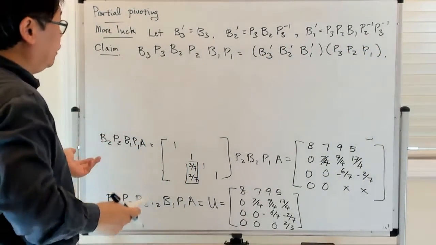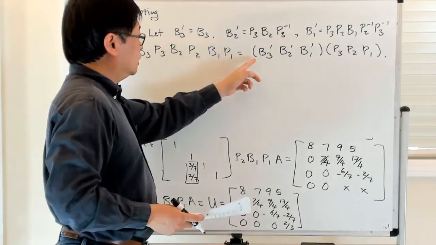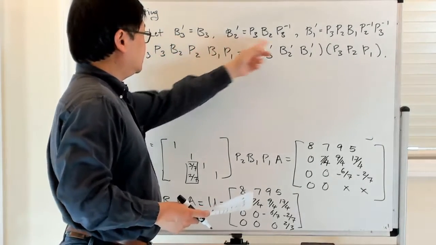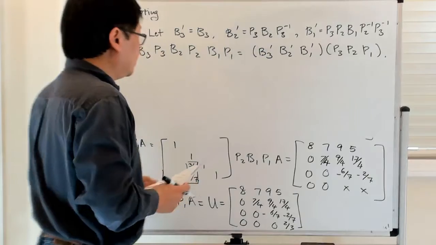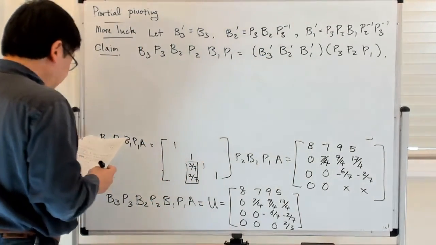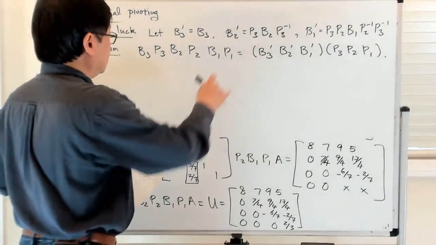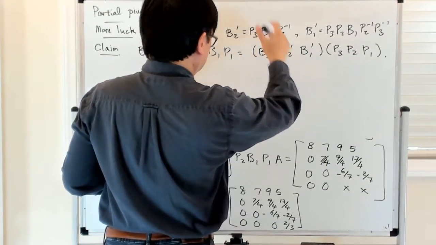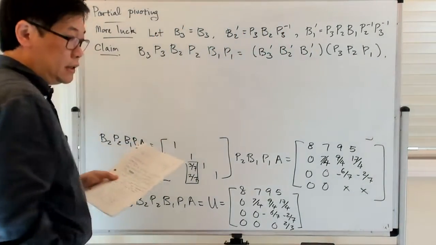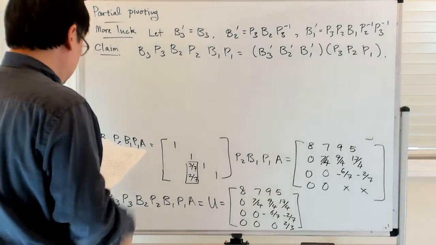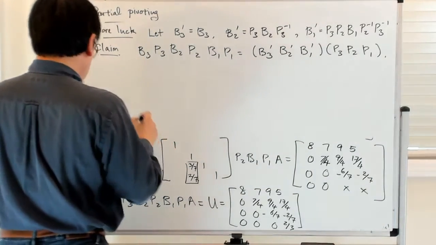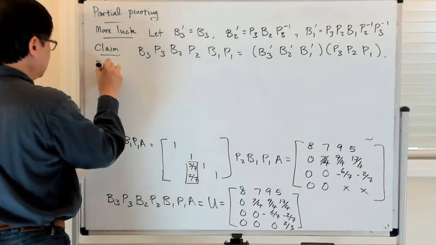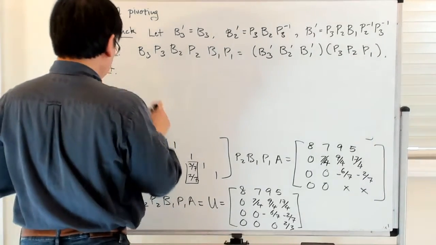And the proof is straightforward. It really just involves substituting these identifications into this expression, and then using the fact that these inverses of the permutation matrices will cancel out the permutation matrix itself. So let's just see what happens. Not really a proof, but maybe a calculation.